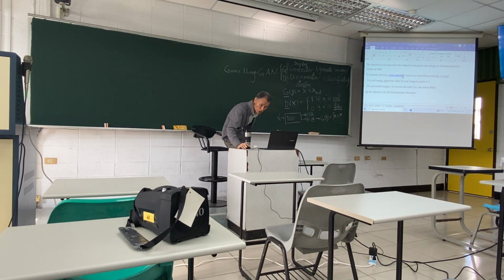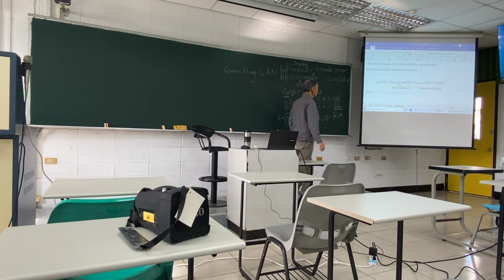You use cross entropy, the original version. As I mentioned, the probability for the real image should be 1. For the generated or synthesized image, we reverse that label, which means 1 minus the label. So the objective for the discriminator based on cross entropy is like this.